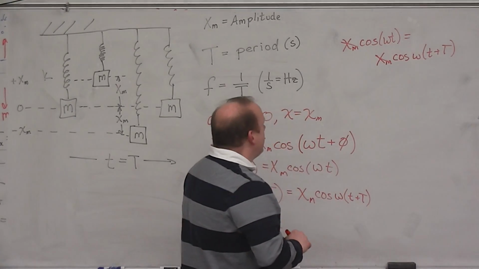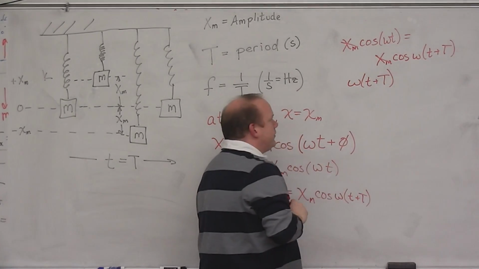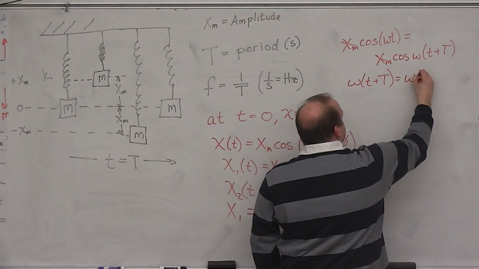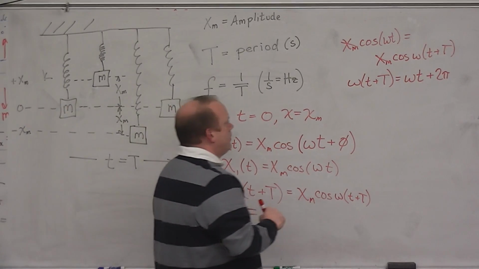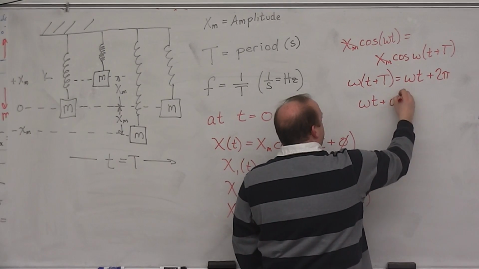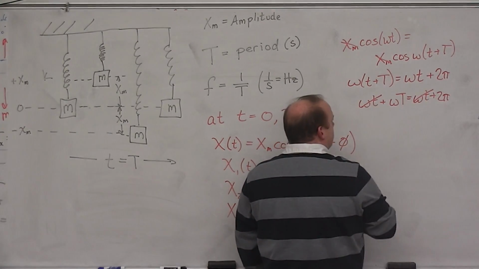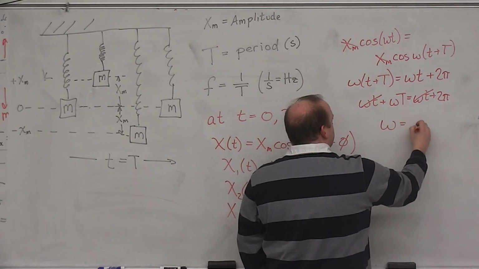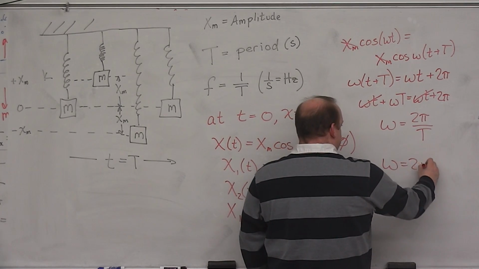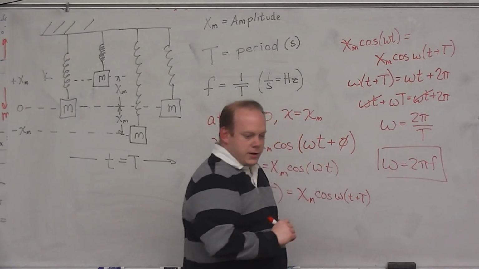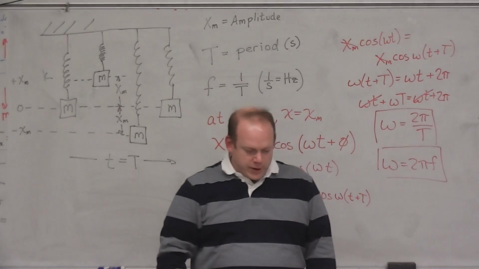So now, omega t plus omega times the period has to equal omega t plus 2 pi. Cosines equal each other when it's gone through 2 pi radians. So now I have omega t plus omega period is equal to omega t plus 2 pi. The omega t's drop because you just subtract omega t from both sides. This means that omega is equal to 2 pi over the period, or omega is equal to 2 pi times the frequency.